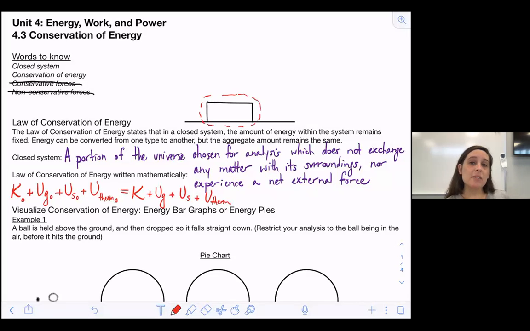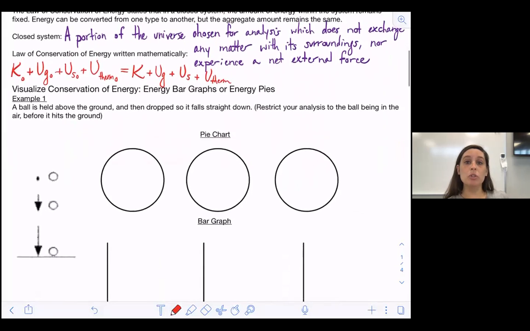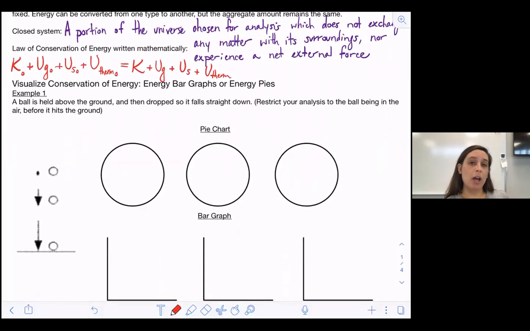Hi. In the last video, we defined the law of conservation of energy. And in this video, what I would like to do is use a tool to help us make sure that we abide by the law of conservation of energy. Okay. And it's going to be a visual tool. So we've titled this section Visualizing Conservation of Energy.